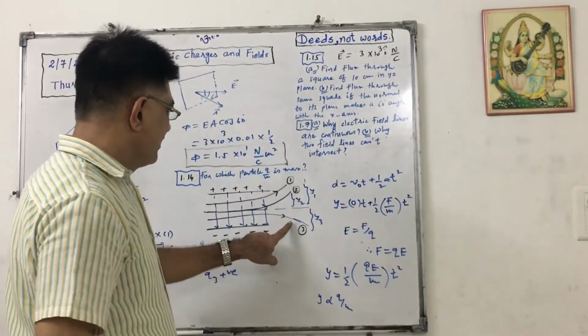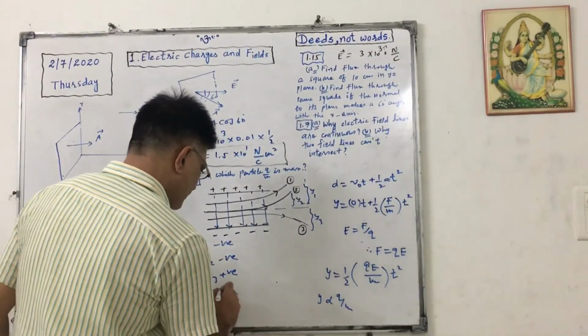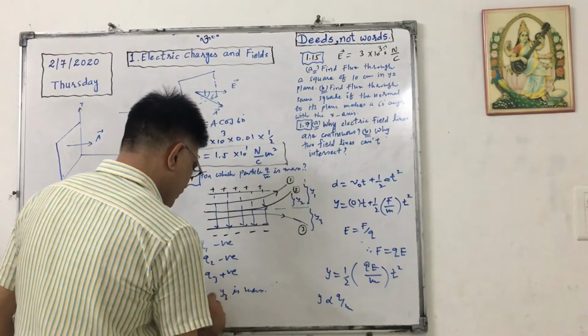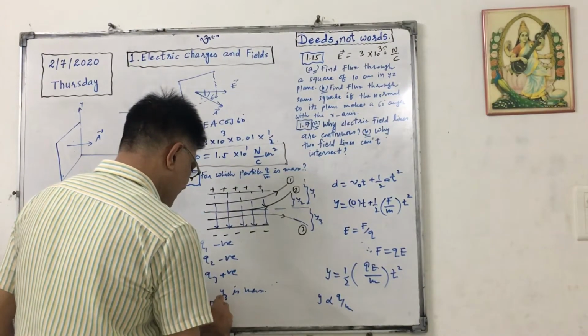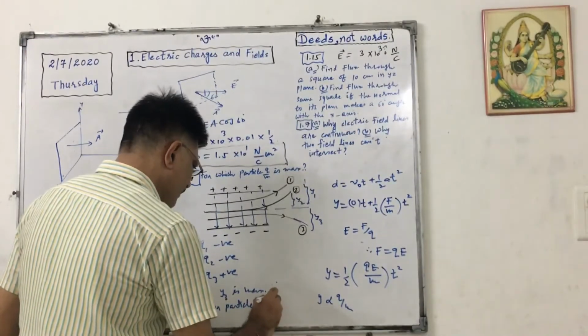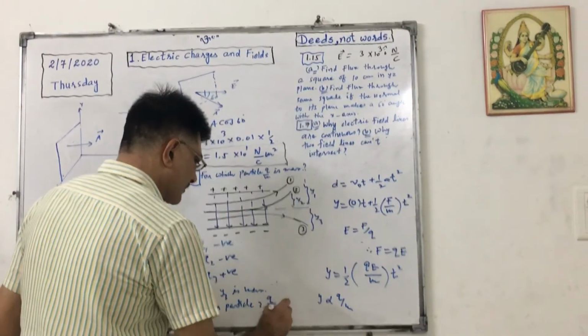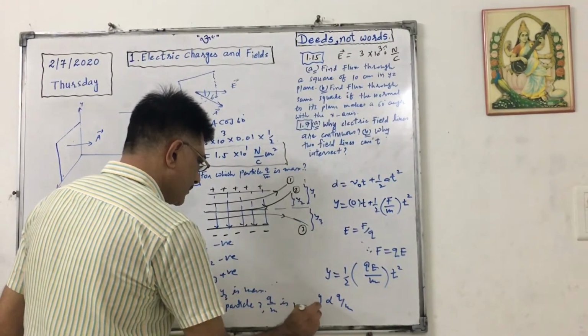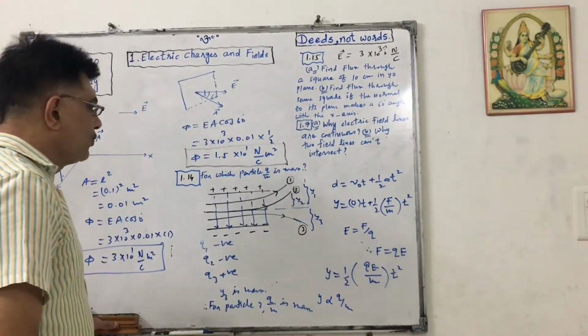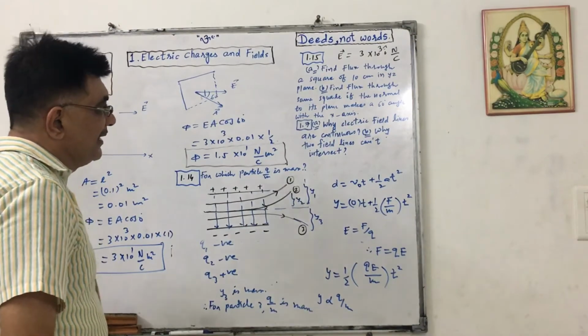Here, this Y3 is maximum. So for particle 3, Q by M is maximum. Understood? Easy? Then there were two concept-based questions.